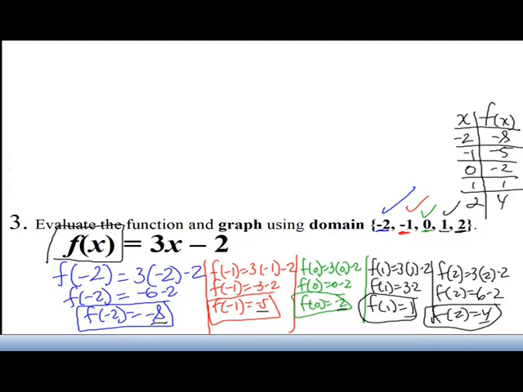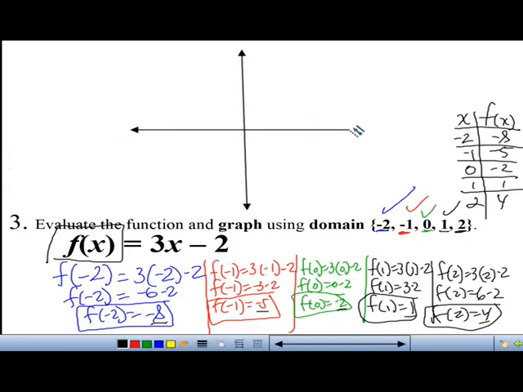All right, let's get our coordinate plane. I'm going to start with my domain. I'm at -2, -1, 0, 1, 2. My range goes from 4 all the way to -8, so I can go by ones. Let's see. 1, 2, 3, 4. And down here we got -1, -2, -3, -4, -5, -6, -7, -8.